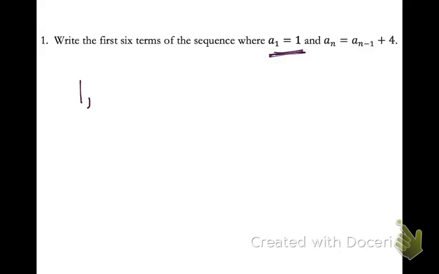If I look over here, it says that I'm taking my previous term and adding 4 to it. So I'm going to take my previous term of 1 and add 4 to it. I'm going to take my previous term of 5 and add 4 to it. My previous term of 9, add 4 to it and I get 13. And then 17, 21, and there's my first 6 terms.